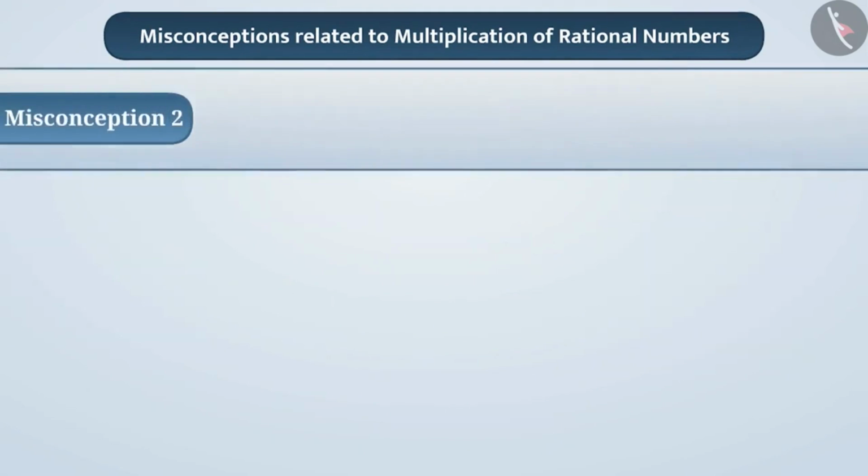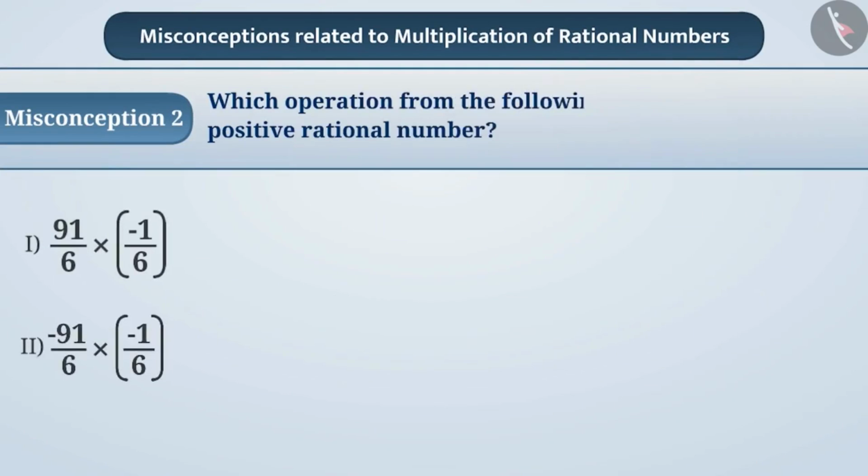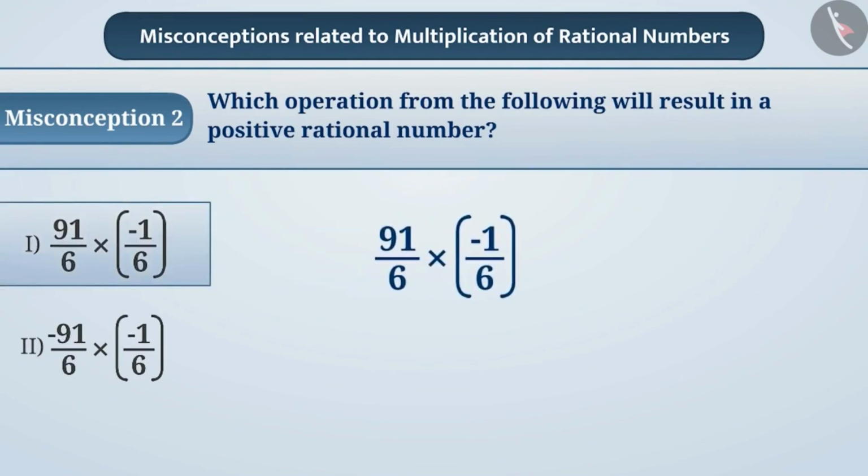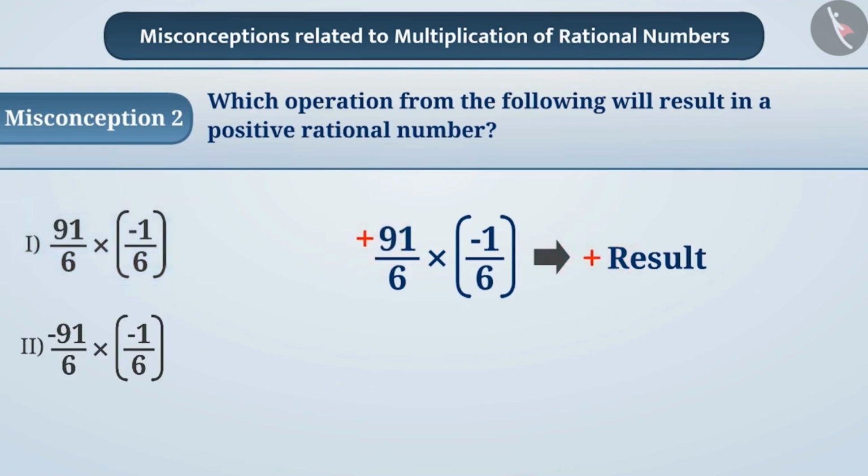Misconception 2. Which operation from the following will result in a positive rational number? Ignoring the symbol while multiplying two rational numbers makes some simple mistakes, as some children understand that the sign of the first number is given in the result. They see that the first number in option 1 is positive, so the result of that operation is also assumed to be positive. For this reason, they give the answer as option 1.